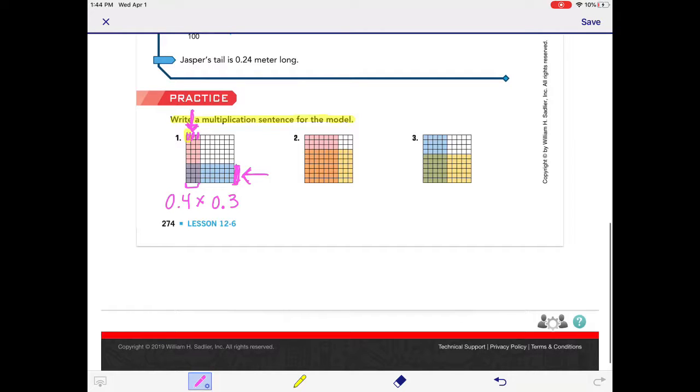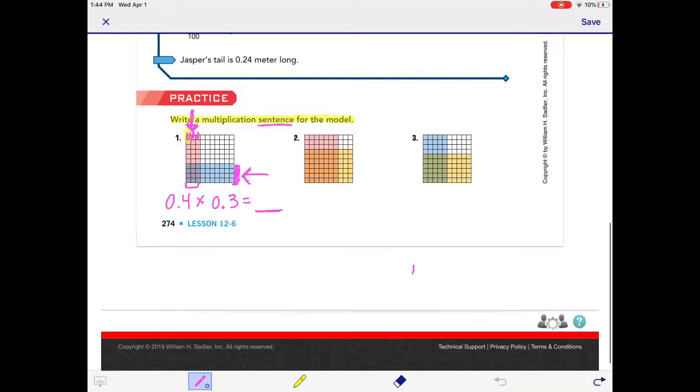Now, if you notice up here, it says write a multiplication sentence. A multiplication sentence involves an equal sign and involves an answer, right? If it said write a multiplication equation for the model, it would also require an answer. If it said write a multiplication expression, we know that an expression is just an expression. It does not require an answer. That would just be 4/10 times 3/10. Okay, but it's asking for a sentence.